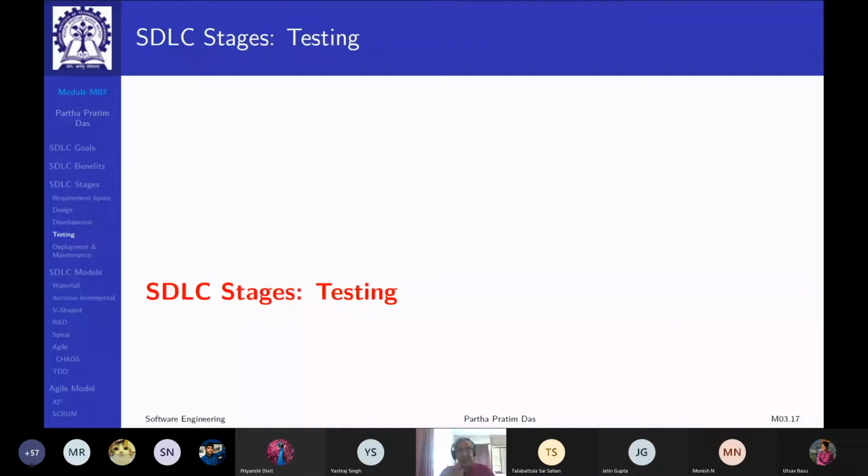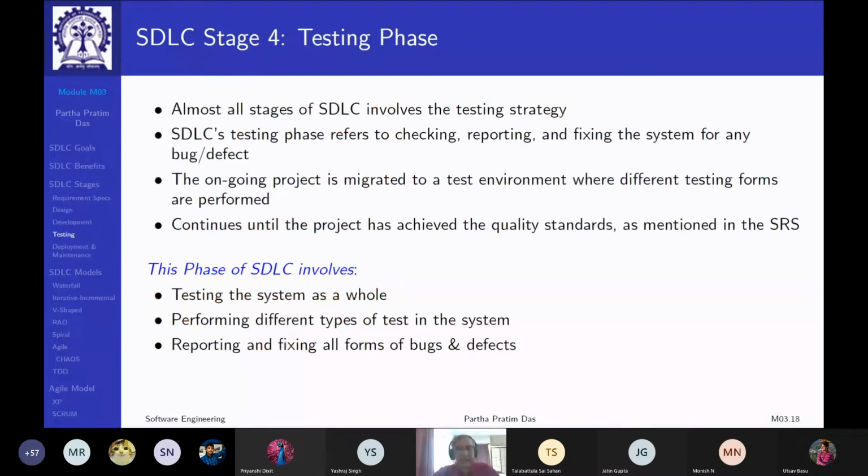Next, stage 4 is testing, and almost all stages of SDLC involve a testing strategy. Testing is not just that you have built a system which has a way to give input and check the output, and you make 10, 20, 100 testers sit there and keep on testing. No. Testing is a practice. Testing is a culture. You have to test everything that you do at every stage.